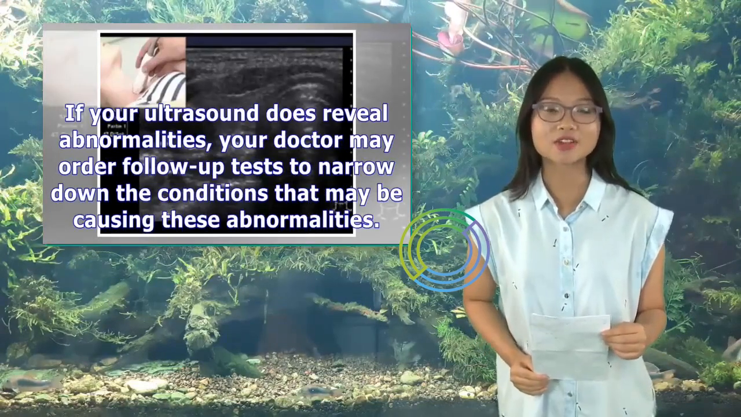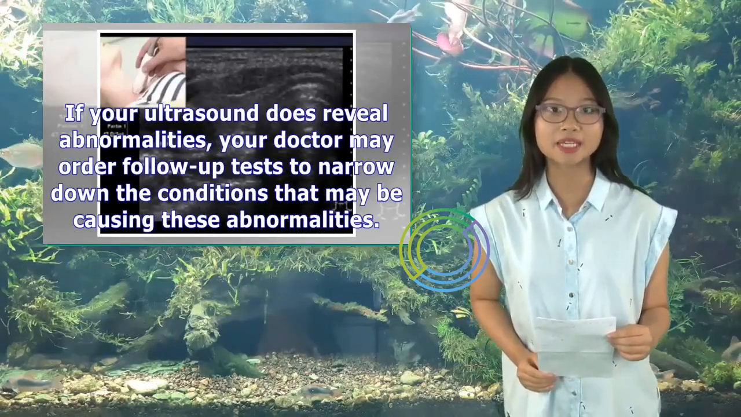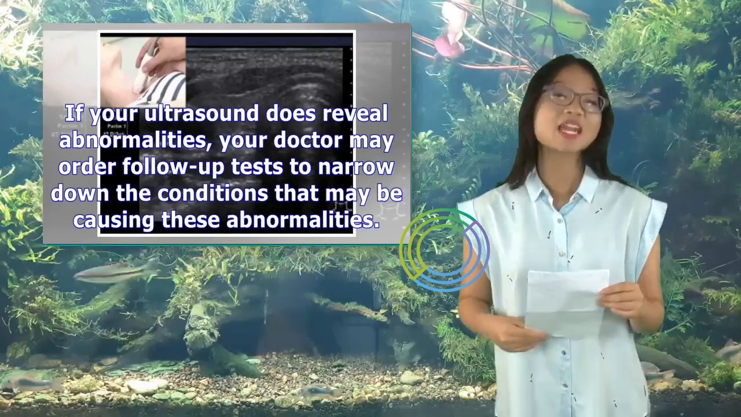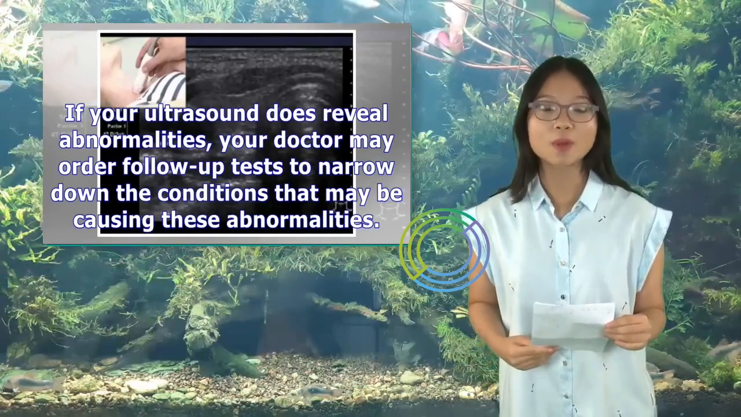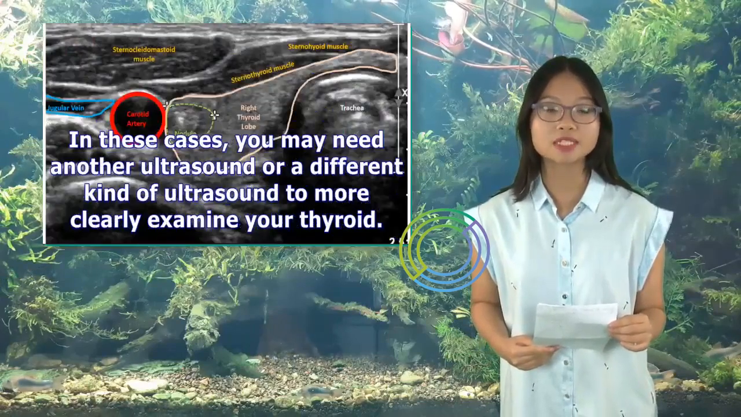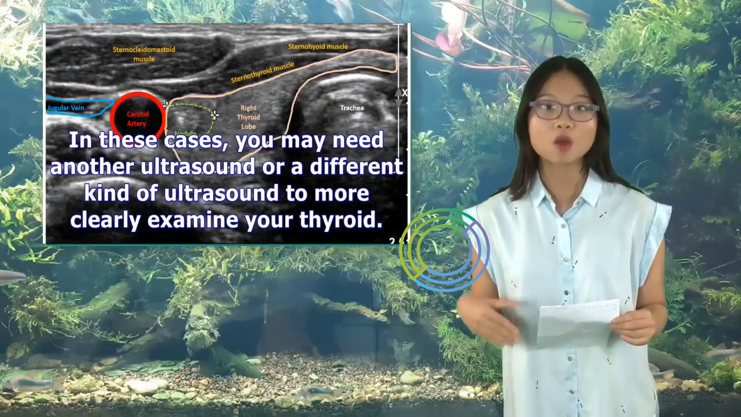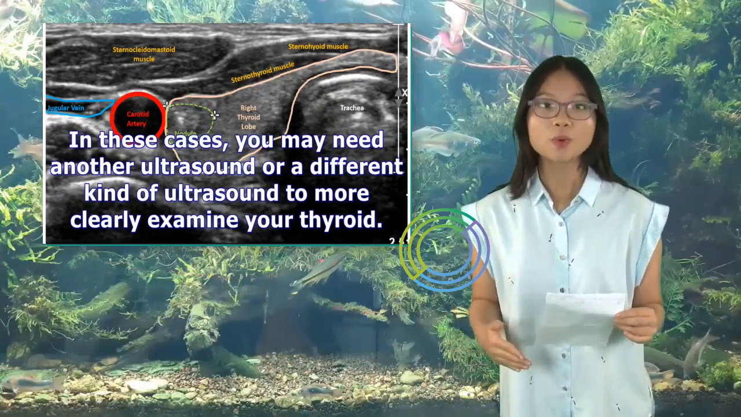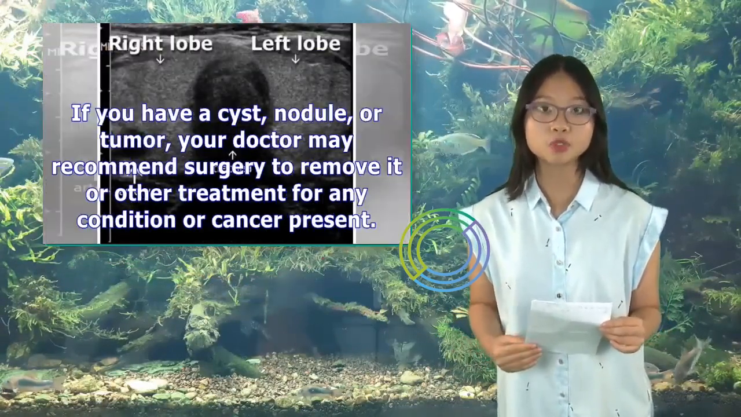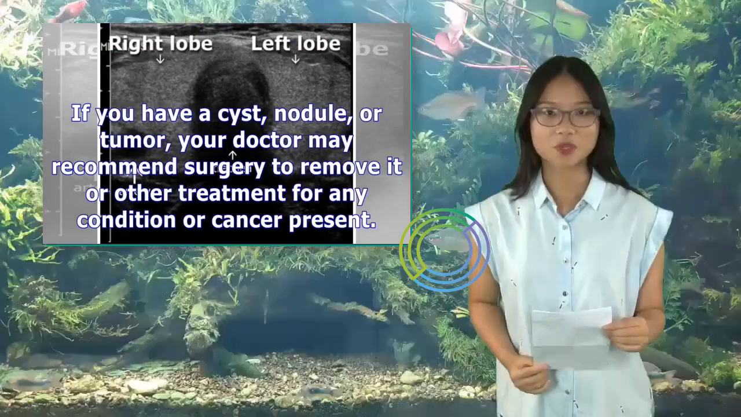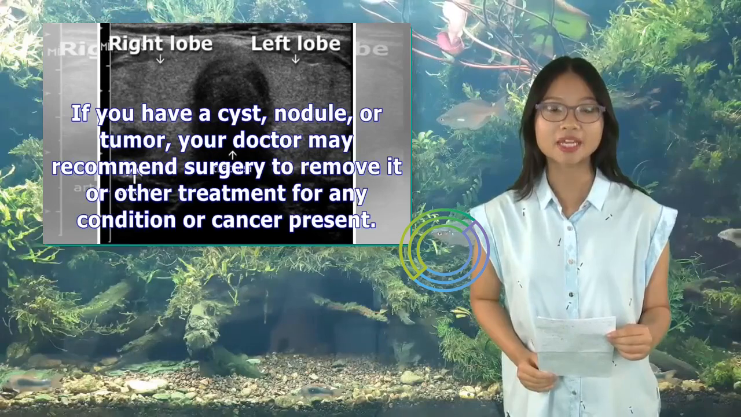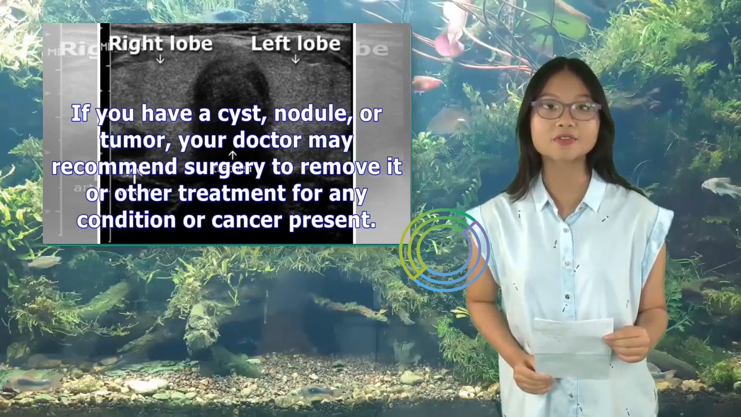If your ultrasound does reveal abnormalities, your doctor may order follow-up tests to narrow down the conditions that may be causing these abnormalities. In these cases, you may need another ultrasound or a different kind of ultrasound to more clearly examine your thyroid. If you have a cyst, nodule, or tumor, your doctor may recommend surgery to remove it or other treatment for any condition or cancer present.